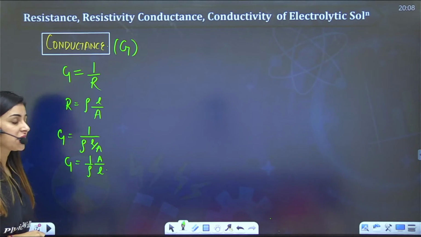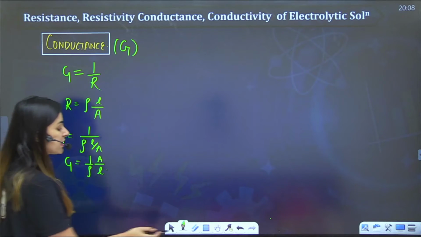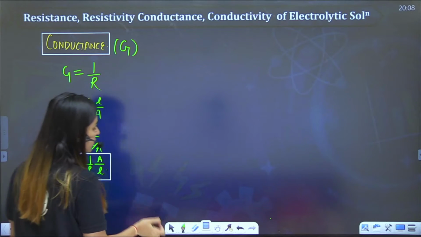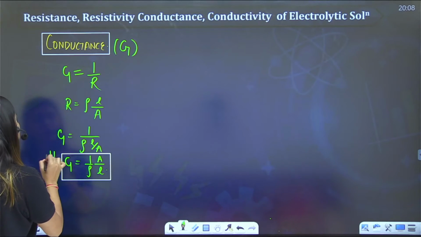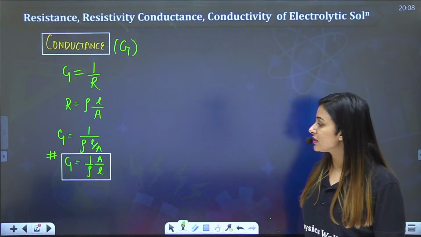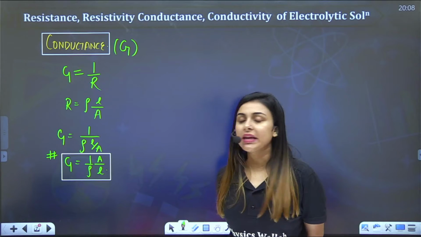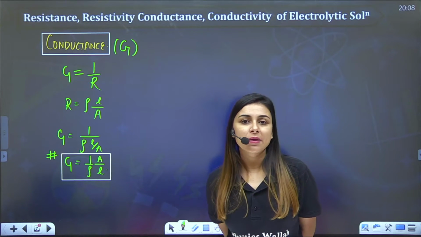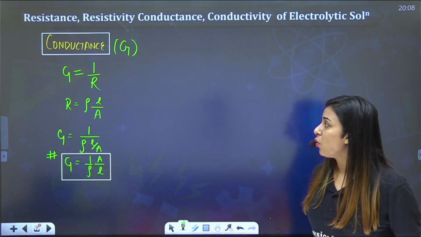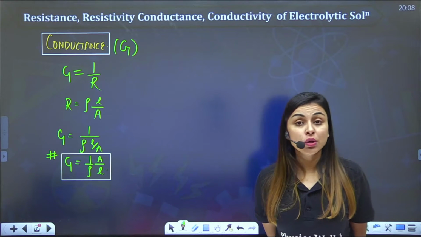Yes, perfect. I hope it is clear with you. So this is the actual expression for your conductance, which you will be using in the numericals. So what is conductance? Conductance is 1 upon rho A by L. Easy. Right? Yes, perfect. Now we need to talk about the units of conductance.